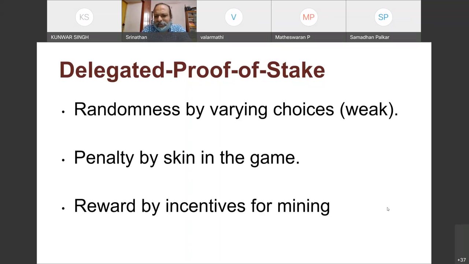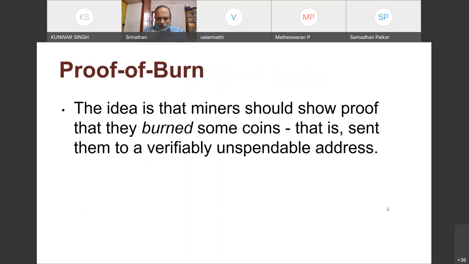Penalty is again by the skin in the game. It's not direct skin in the game. It is skin in the game because you're going to be voting for a representative who is representing people who have higher skin in the game, right? Reward is the same. So this is how delegated proof of stake works.